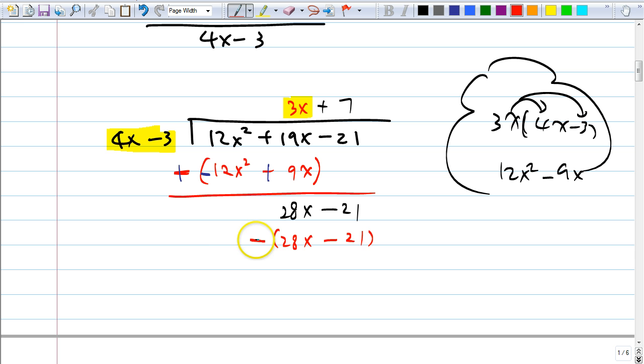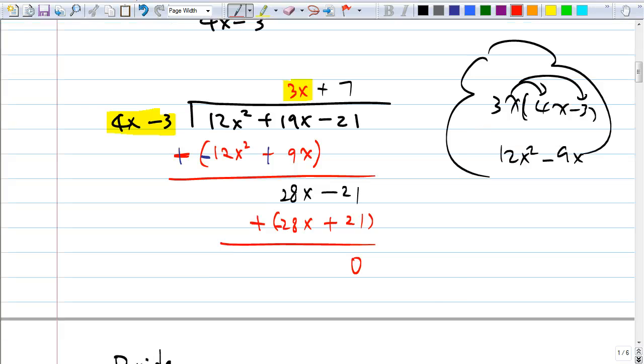And look what happens. I'm going to subtract them. What does it mean to really subtract the whole thing? Well, it's adding the opposite of this thing. Plus, this turns into its opposite, minus 28. Not only that one, but this also. When you add them together, what do you get, guys? 0. So this time, did it have any remainder? No. Is that okay? Sometimes you get a remainder, sometimes you don't. So what's your answer? 3x plus 7.